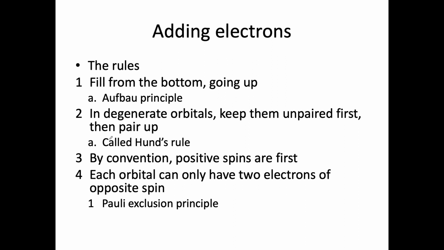Now, these rules you need to know. Fill from the bottom, going up, or left to right. This is called the Aufbau principle. You need to know this. These are the rules for adding these energy levels. In degenerate orbitals, keep them unpaired first and then pair them up. This is called Hund's rule. Know this. And then by convention, positive spins are first. And each orbital can only have 2 electrons of the opposite spin. This is the Pauli exclusion principle.